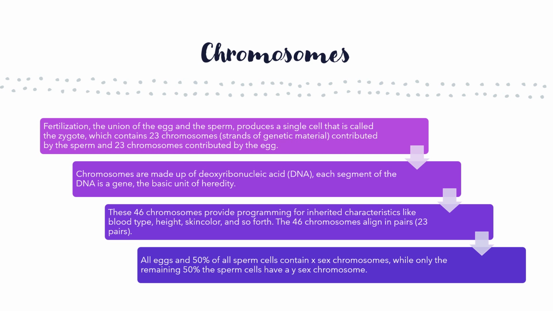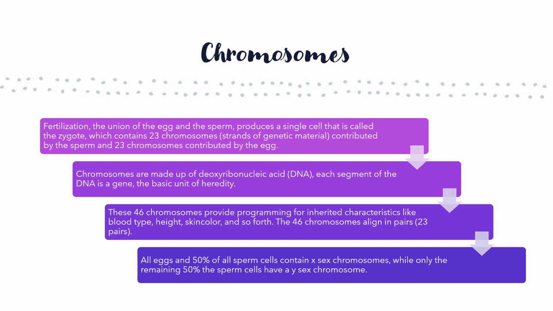To further explain that, these 46 chromosomes provide programming for inherited characteristics like blood type, height, skin color, and so forth. The 46 chromosomes align in pairs, which consists of 23 pairs. Like what I mentioned a while ago, we have chromosomes from our parents, 23 each. Now these chromosomes will stick together and combine, and we will have 23 pairs of chromosomes. That's why we have 46 single chromosomes, and when paired up, it becomes 23 pairs. These pairs of chromosomes are responsible for how we look, how we speak, our height, our color, our gesture, and also our behavior.